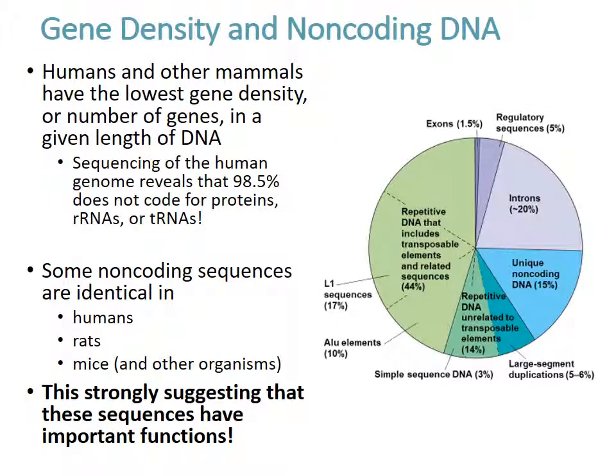So really, our gene density is not very high. We've got about 1.5% of our DNA that is exons. The rest of it is regulatory sequences, introns, and then various kinds of non-coding DNA. But just because we don't know what it does yet doesn't mean it's not important. We've got some non-coding sequences that are the same in humans, rats, and mice, and other organisms. So just because we don't know what it does at this point in time doesn't mean it's not important. And since they're highly conserved or identical in so many different species, it really strongly suggests that they have some sort of function that we will discover in the future.